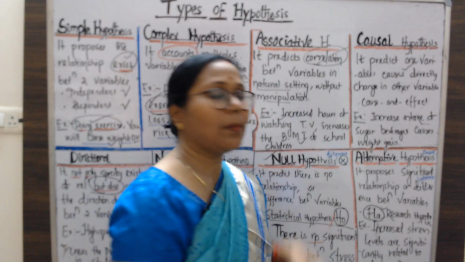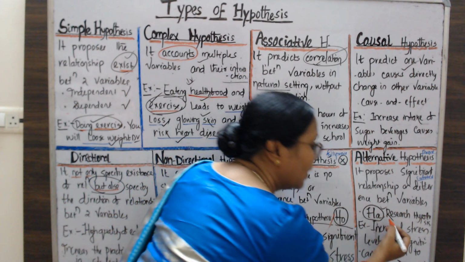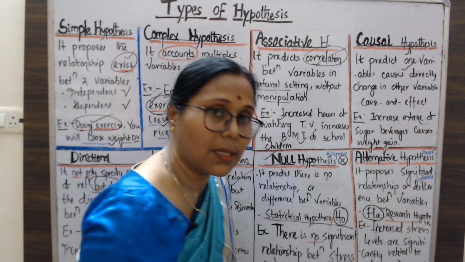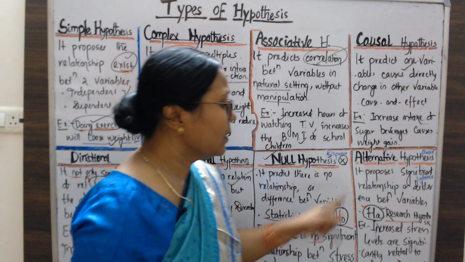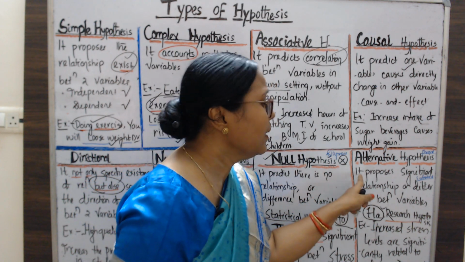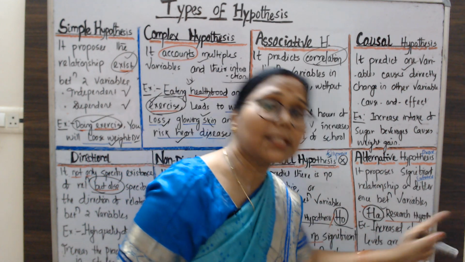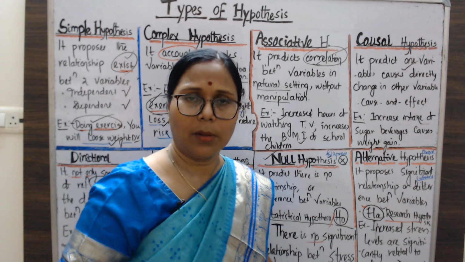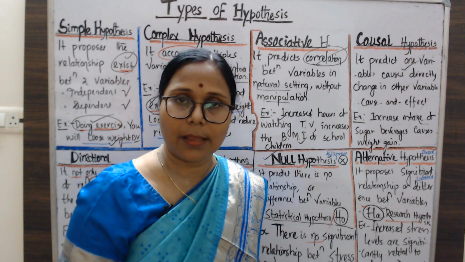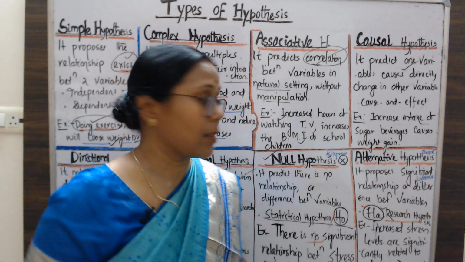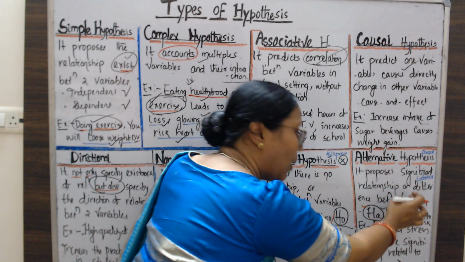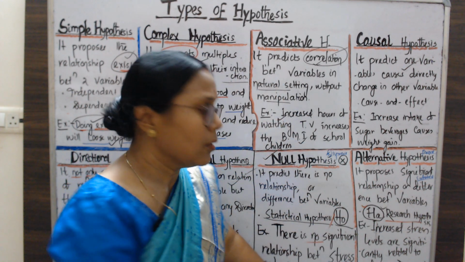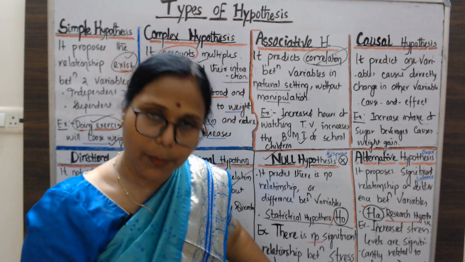The alternative hypothesis's other name is the research hypothesis, and it is represented as HA. Here it possesses statistical significance, meaning there is sufficient evidence. That is called statistical significance. So it has a proven, significant relationship or difference between the variables. So this is called the alternative hypothesis.